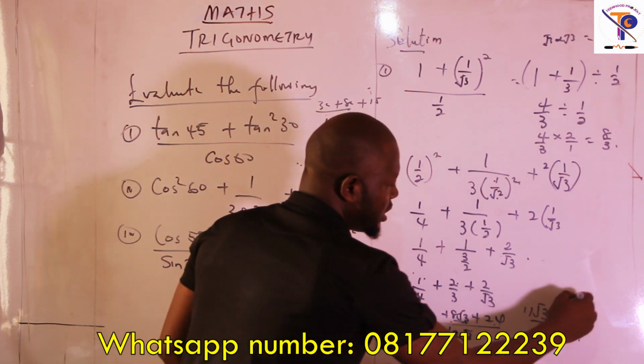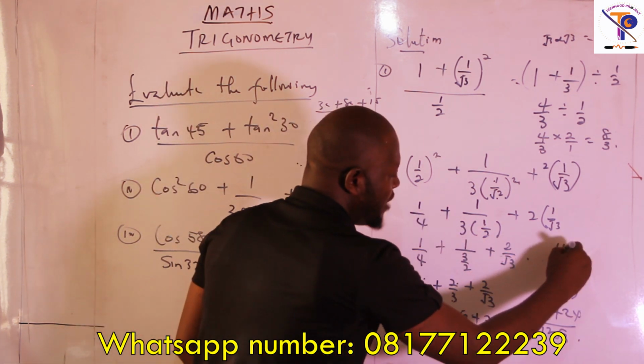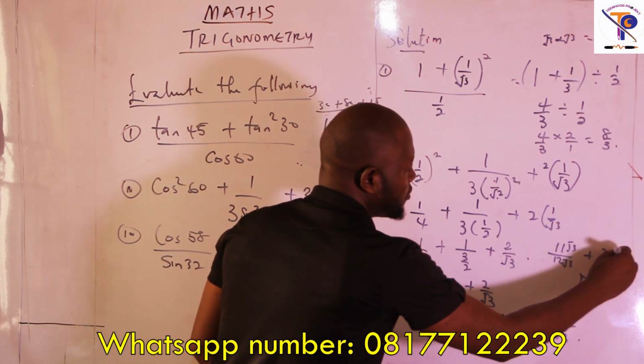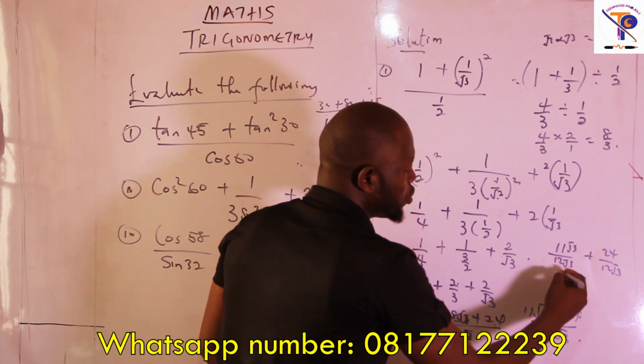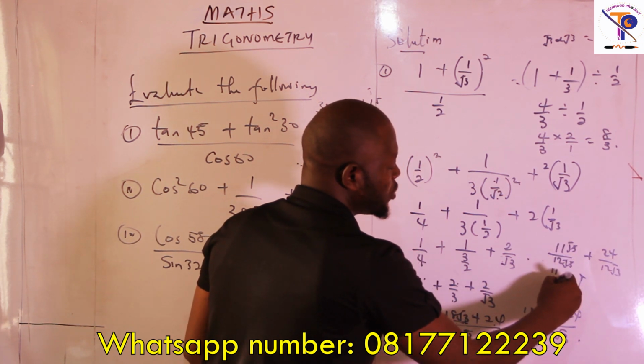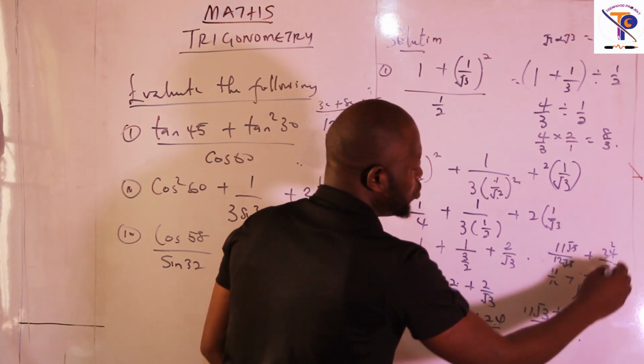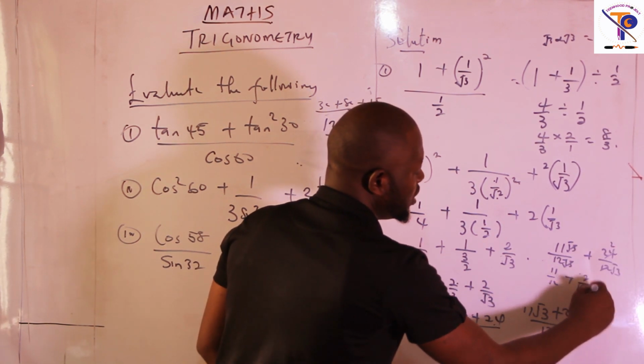If I want to split this, let me write it here. I will have 11 root 3 over 12 root 3 plus 24 over 12 root 3. So this one cancels this. I have 11 over 12 plus, this one cancels this, that is 2. This one remains 2. So we have 2 over root 3.